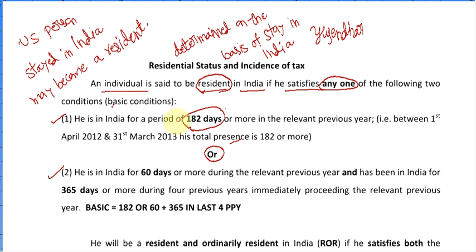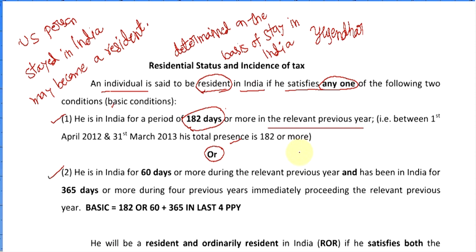We can say that they are ordinarily resident without any calculations. Since my birth and childhood I have been staying in India, and till now I am in India. There is no need to calculate because I never stayed in any other country, so I am simply an ordinarily resident. So if any individual's total stay is more than 182 days in India in the relevant previous year, he becomes a resident.